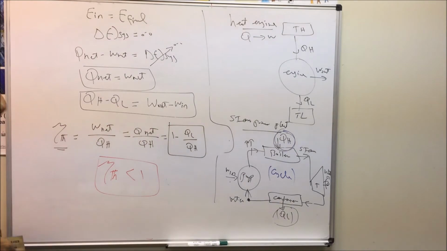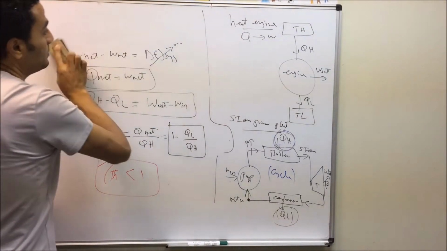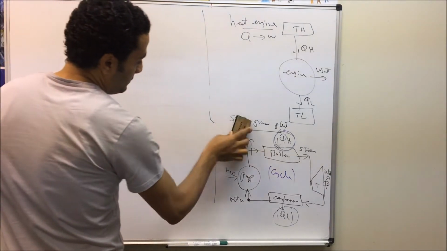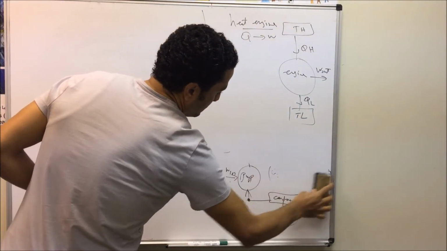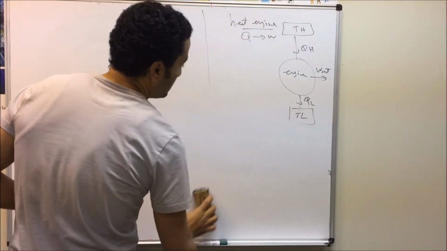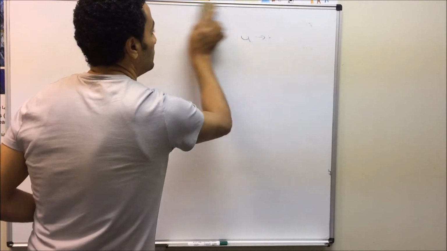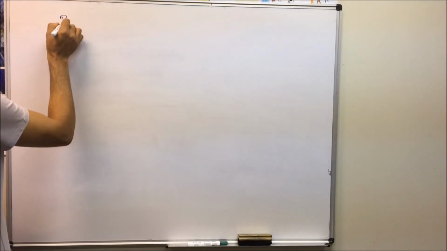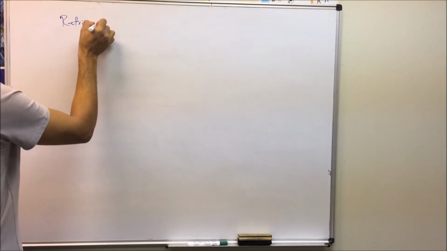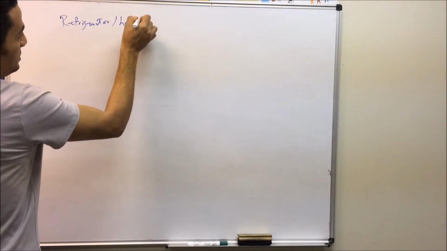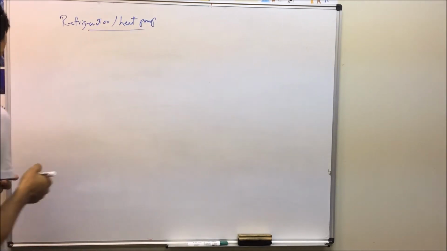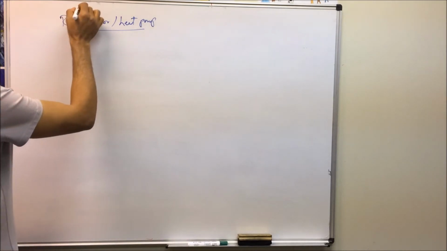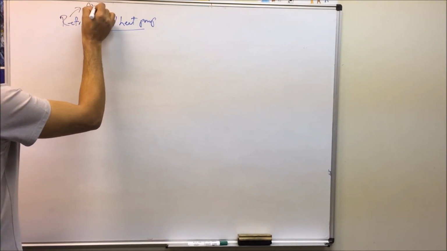This is regarding the heat engine, which is the first application of the second law of thermodynamics. Let's move to the second application of the second law of thermodynamics, which is for refrigeration or heat pump systems. So for a refrigerator, which is the same as a heat pump, refrigerator or heat pump are working on the same cycle. So when I say refrigerator, this also applies to air conditioning.